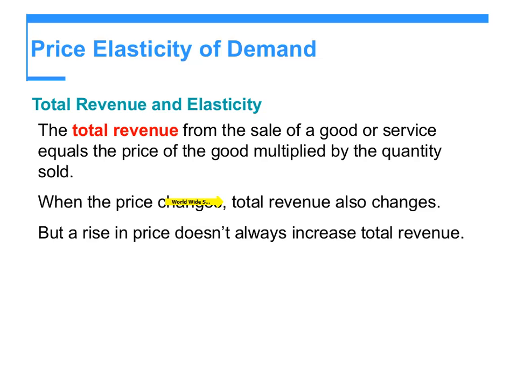So you cannot simply say if the price increases, I'm going to be better off because I'm selling the same quantity, so I'm going to have higher revenue. Most of the time if the price increases, as you remember, demand for your product decreases, and that causes you to sell fewer products. The price of each item is higher, but your total revenue is not necessarily higher. That is what is written here. The rise in price doesn't always increase total revenue.